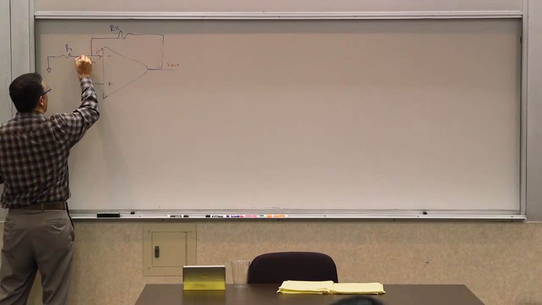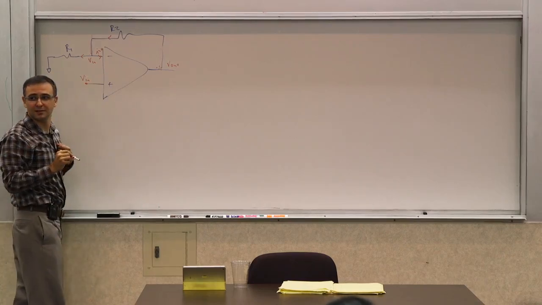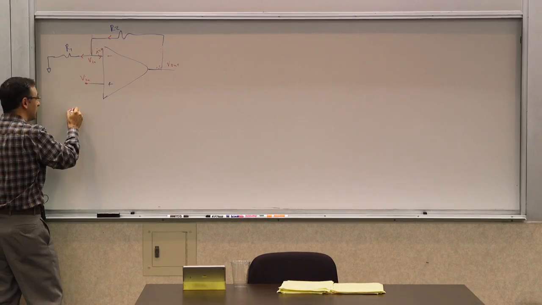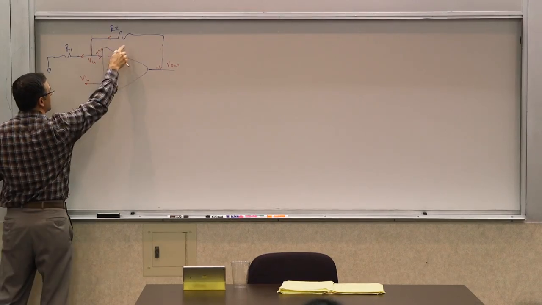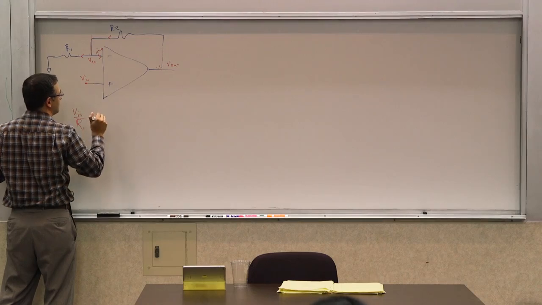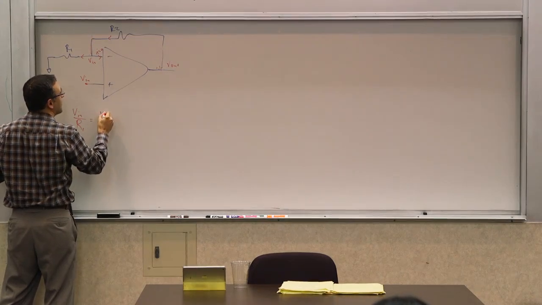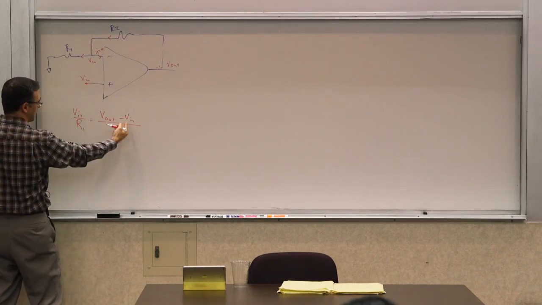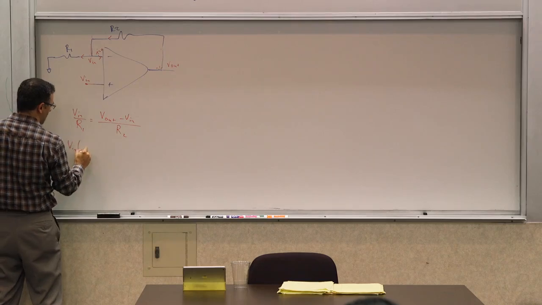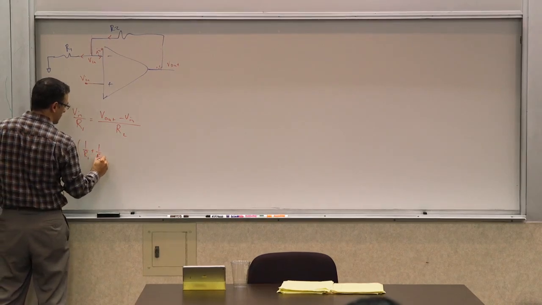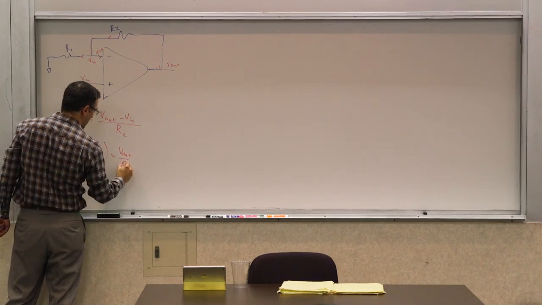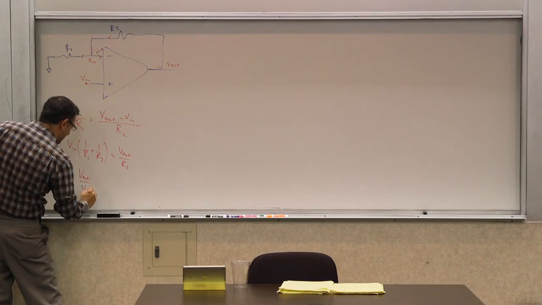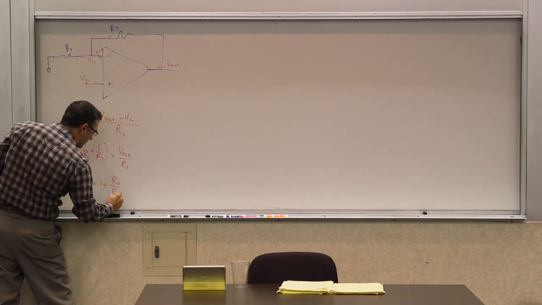So this current has to be the same as that current. What is this current in terms of V in? V in over R1. And what is this current in terms of V out and V in? V out minus V in divided by R2, exactly. So I have this equation, I move this term to this side, so I get V in times 1 over R1 plus 1 over R2 equals V out over R2. I multiply both sides by R2 and divide by V in, so I get V out over V in of 1 plus R2 over R1.